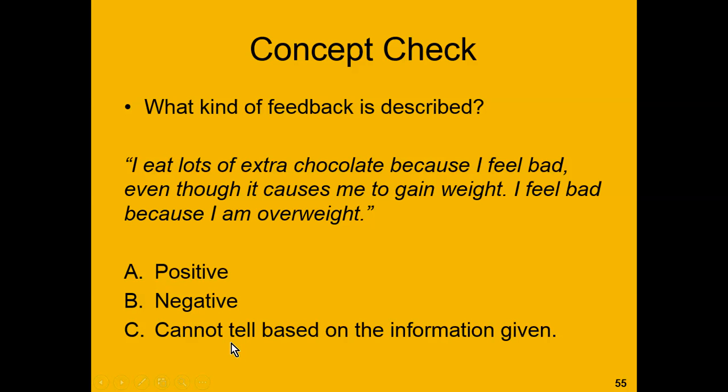A negative feedback loop would be, I work out, I exercise a lot because I feel bad, and I feel bad because I've gained weight. But I didn't say that. I said I eat lots of chocolate and it's causing me to gain weight, and I feel bad because I gain weight. So that's this amplification, and that amplifying of a signal is going to be a positive feedback loop.